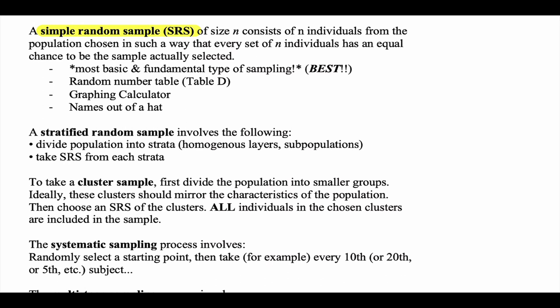It's called a simple random sample, or an SRS, SRS for short. So an SRS of size N, however big you want, consists of N individuals from the population chosen in such a way that every set of N individuals has an equal chance to be the sample actually selected.